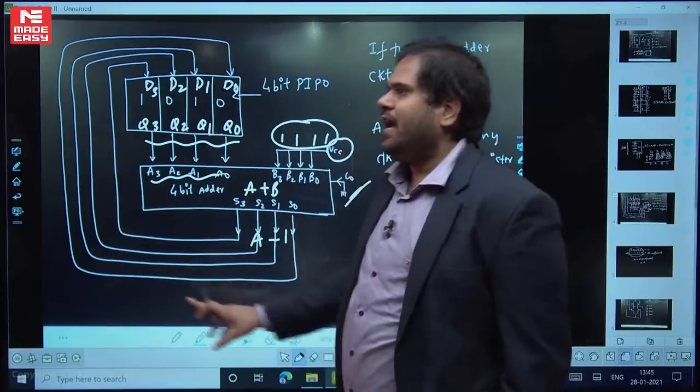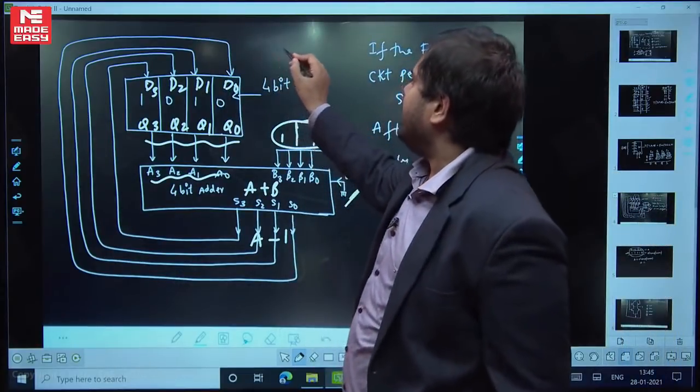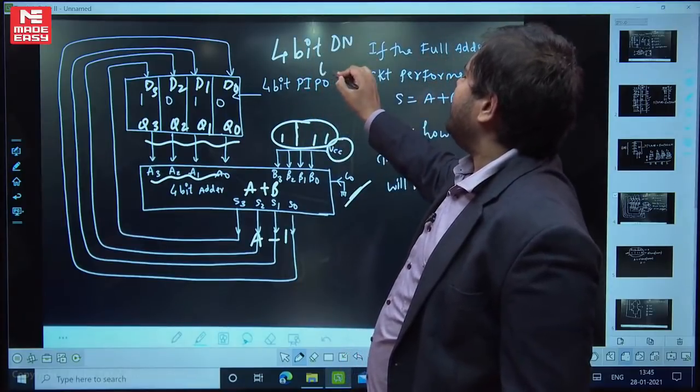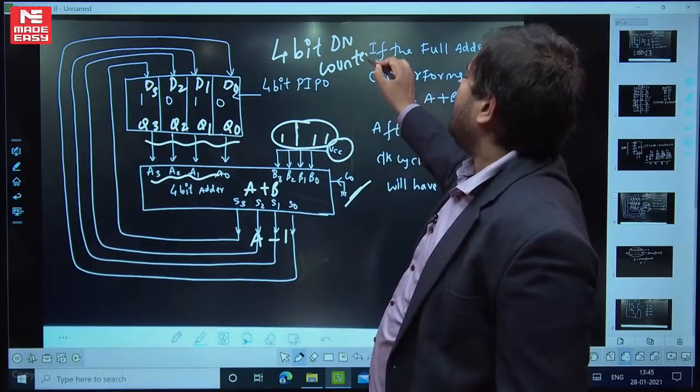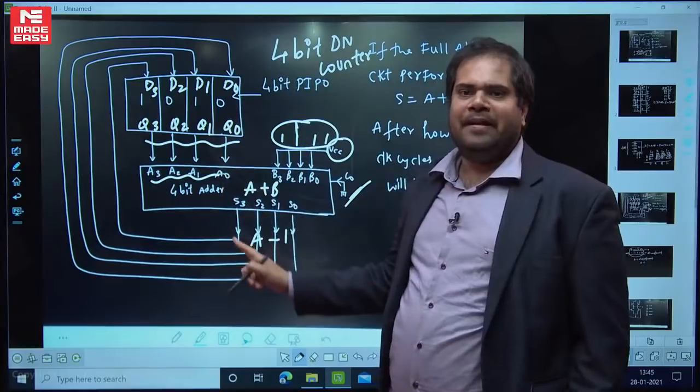ये पूरा circuit क्या है? It's a down counter circuit. Understood? It's a down counter circuit. पूरा circuit को हम बोल सकते हैं. You can call the complete circuit a 4-bit down counter. That's it. ये simple एक 4-bit down counter है. Simple कैसे? This is only data storage और यहाँ पे decrement हो रहा है.